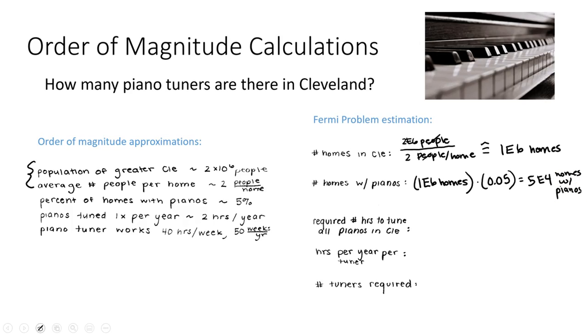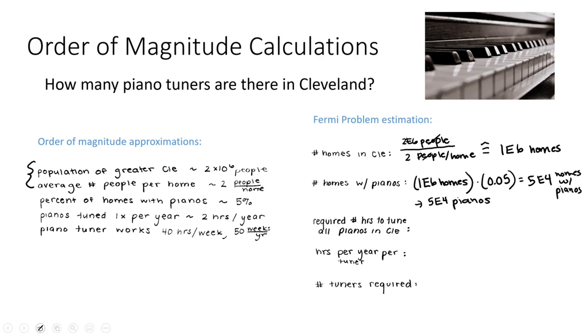I'm assuming that each of these homes only has one piano. And so that tells me that I also have 5e4 pianos in Cleveland. All right, so that's my approximation. You were probably wondering where I was going with this, but that was my approach to approximating the number of pianos in Cleveland. Now I need to figure out how many hours it would take to tune all of those pianos, and I'm going to do this per year. So how many hours per year do we need to tune all of these 5e4 pianos?